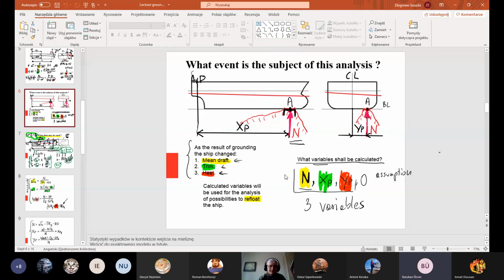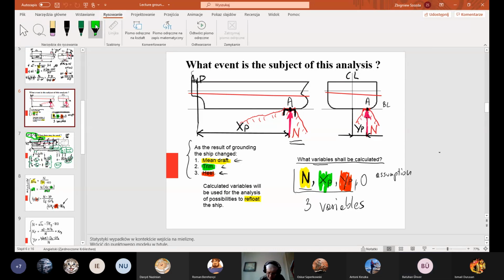So what is the problem? We are talking about a grounding vessel, and we try to calculate the variables, which are the point of action of the reaction and the amount of the reaction force. Okay, so the problem is that our vessel is grounded, so in stillness, does not move, and the weight of the ship is supported by two forces. The first force is displacement, and the second force is reaction between the ground and the hull.